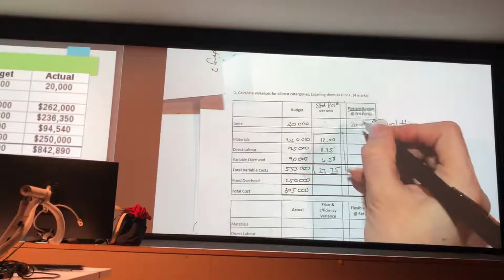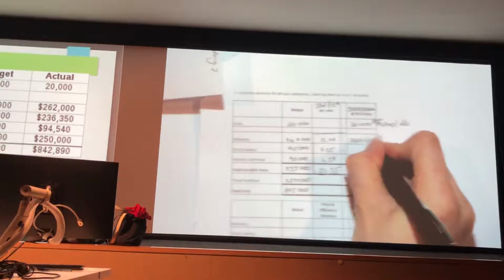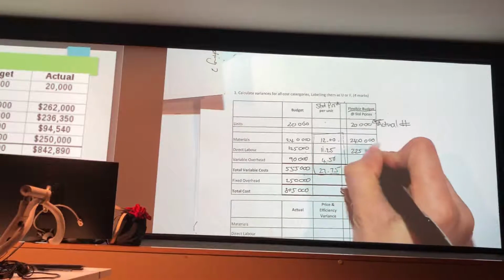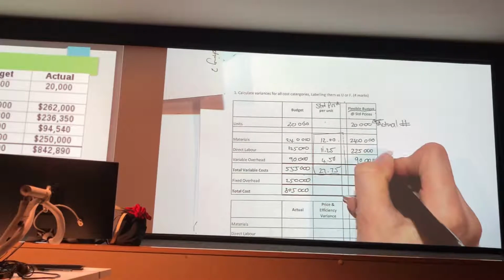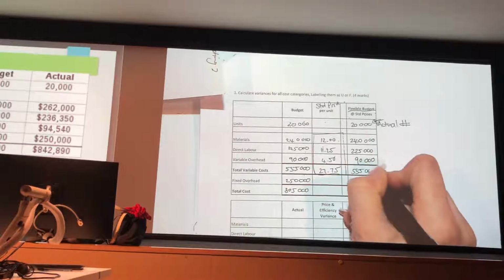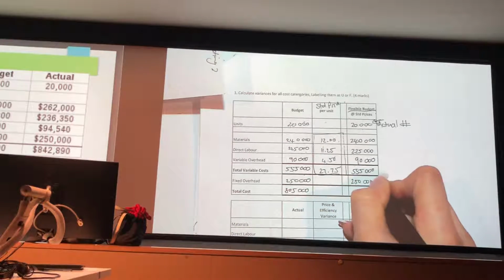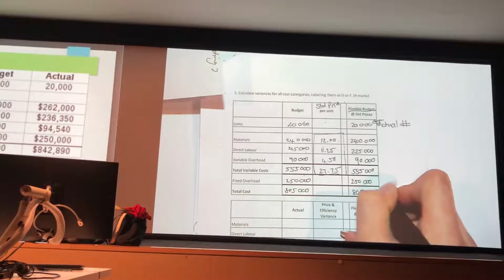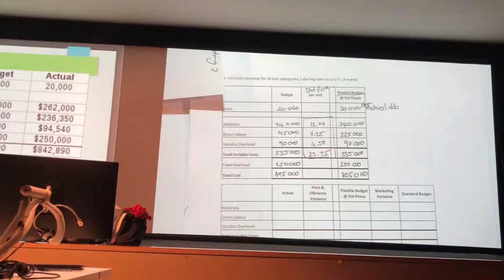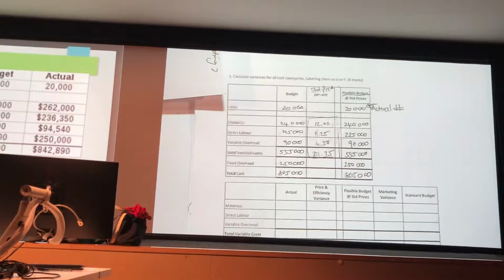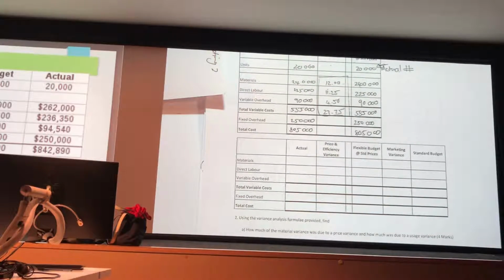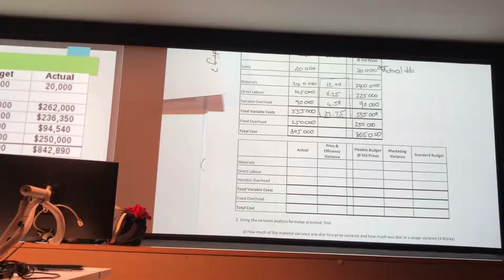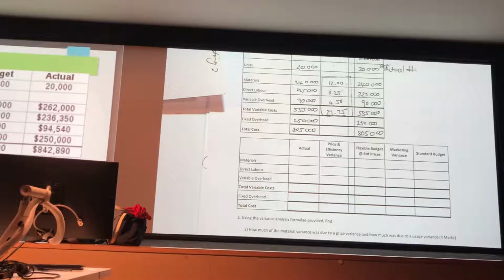Just to complete it, I'm just going to write down the numbers. Like I said, it's no different to what you already have. So this business needs to make at least 805,000 just to cover the cost. So at the moment, we're just trying to calculate the cost variances for each category, and we're just trying to make sure that we understand what's going on.